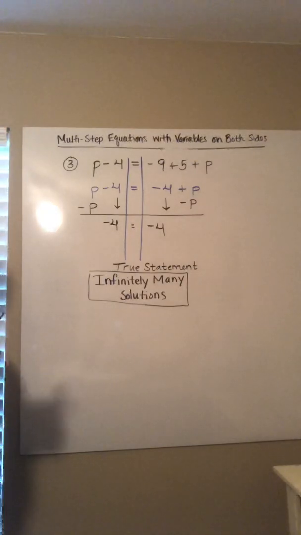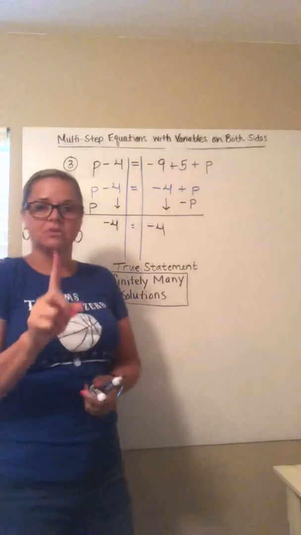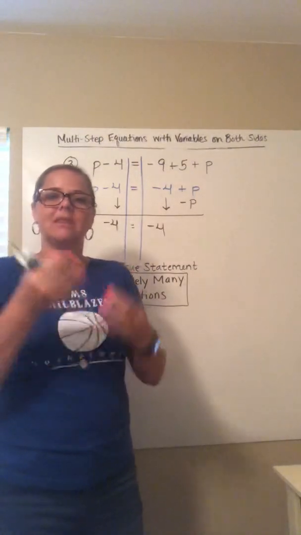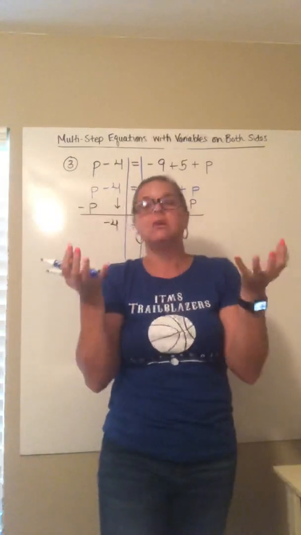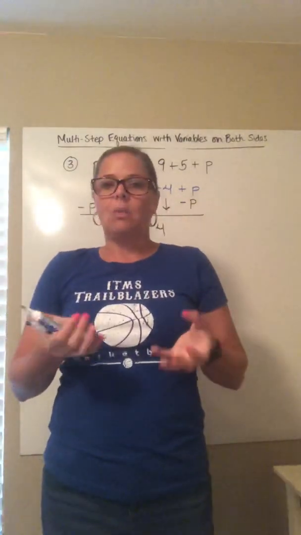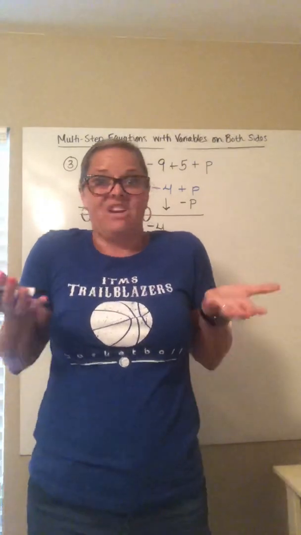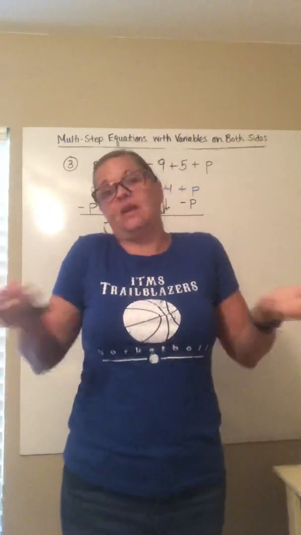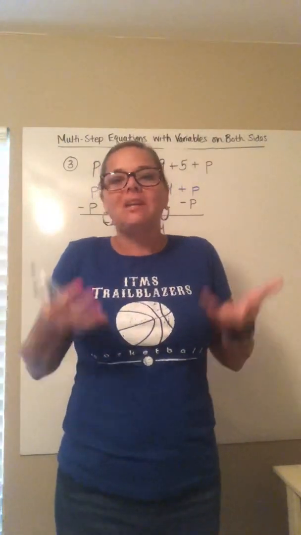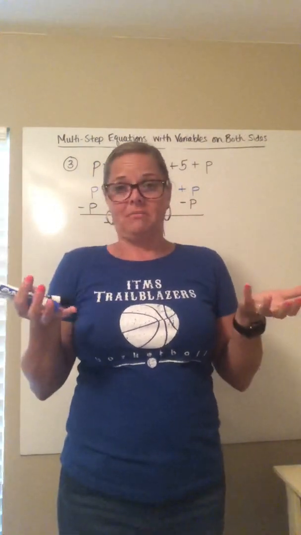Okay, so we talked about on the first problem when there's one solution, it means that that number can be replaced in for the variable and the left and the right side are going to equal each other. Well, when there's infinitely many solutions, think about what infinitely many means. Tons and tons and tons, to infinity. There's so many, we can't even count them all. So there's so many solutions for this, you can't even count all of them.